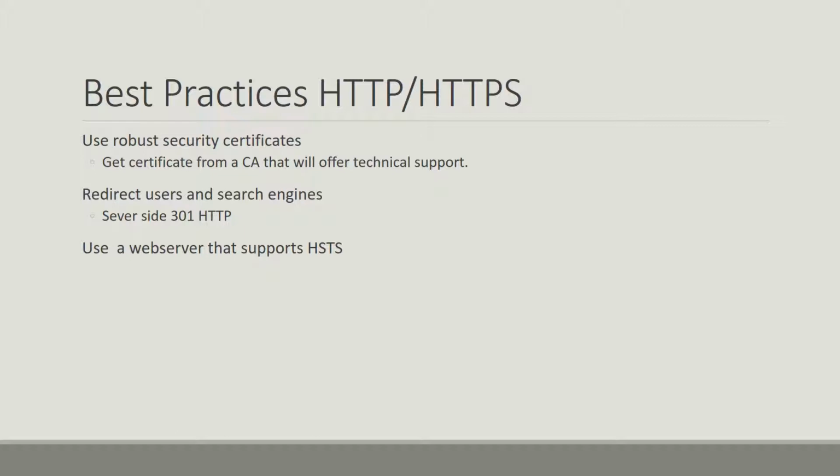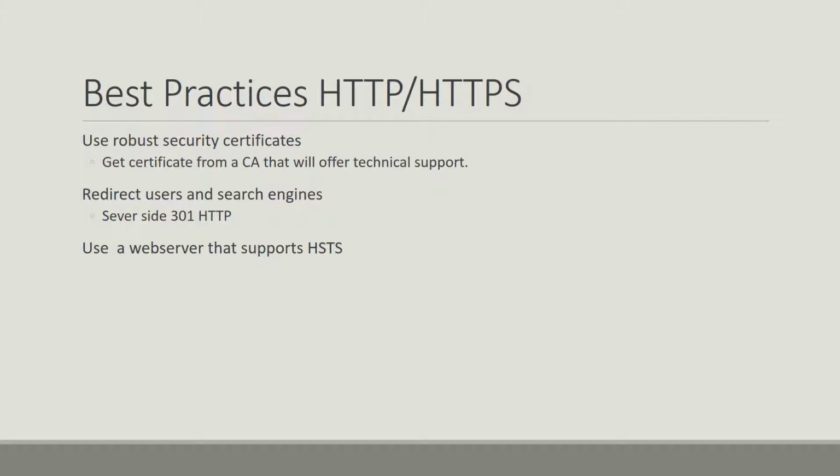You can also redirect users and search engines to the HTTPS page of your resource with a server-side 301 redirect for your HTTP connections. You can also use protocol-relative URLs for all the other domains. Update your site's links to link directly to your HTTPS pages. You can also use a web server that supports HSTS, which stands for HTTP Strict Transport Security, and make sure that it's enabled in your system.